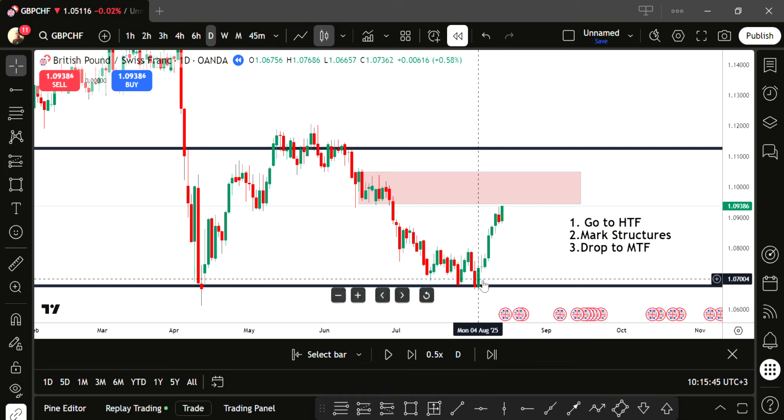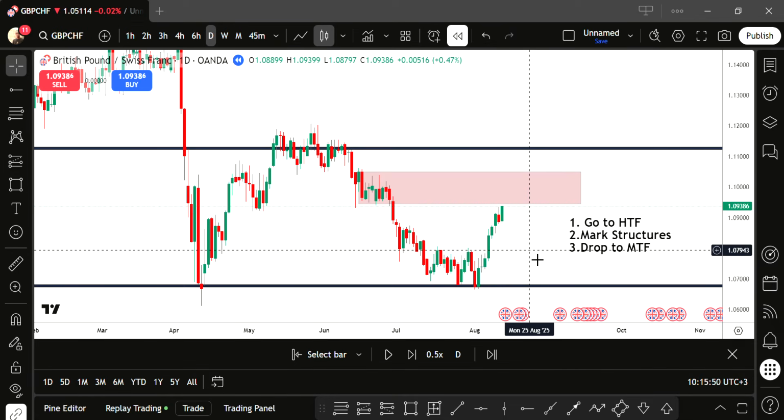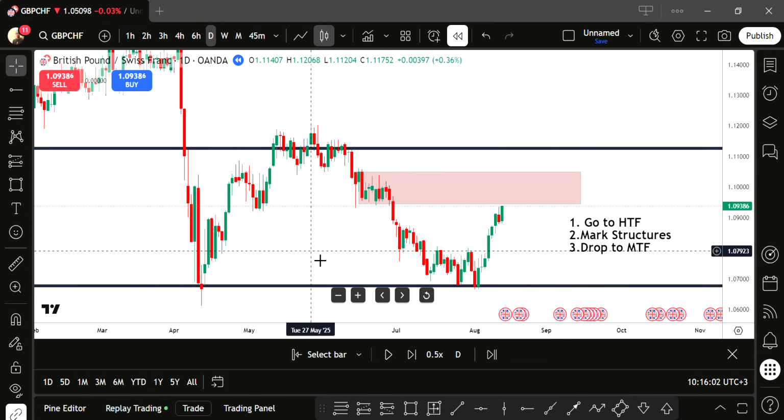We can see that it is a bullish trend and price is currently going to the upside. Now, number 2, you want to refine your zones on the medium time frame. Look at your zones and refine them according to the structures you see on the medium time frame. So if I look at this zone, this one is already okay. I'm not touching it, the support zone.